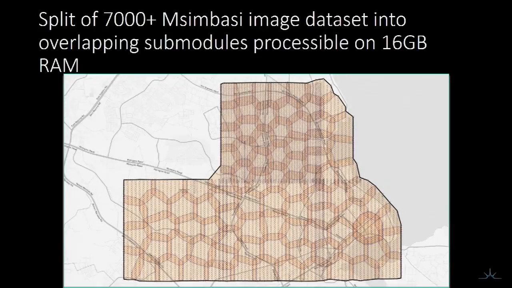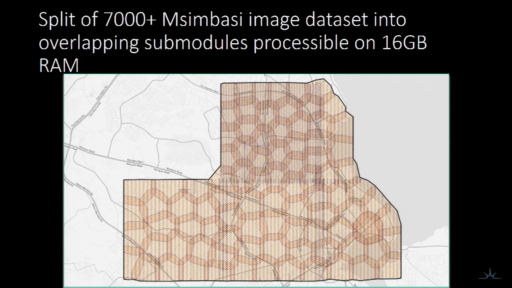So once you do that, then you can take a 7,000-plus image data set here from Dar es Salaam in Tanzania, and you can break it up into a bunch of little pieces that can be processed on a small machine. This is cool. So then you can have a relatively modest machine, and as long as you've got time, you can let it process through.